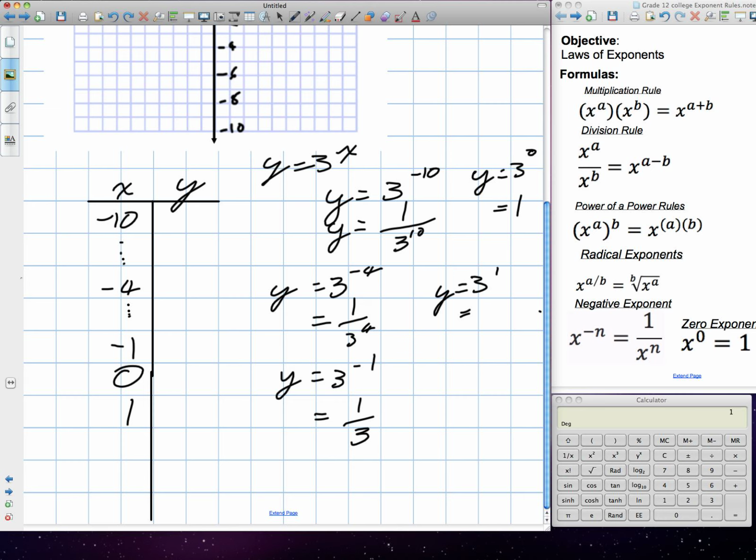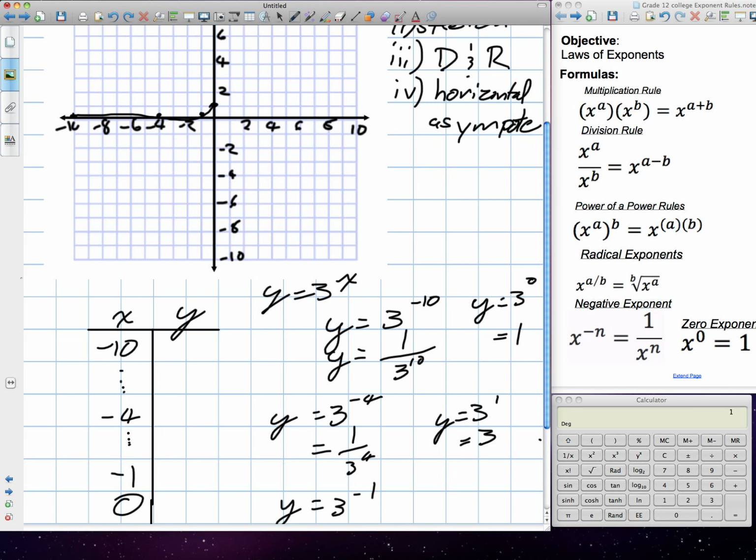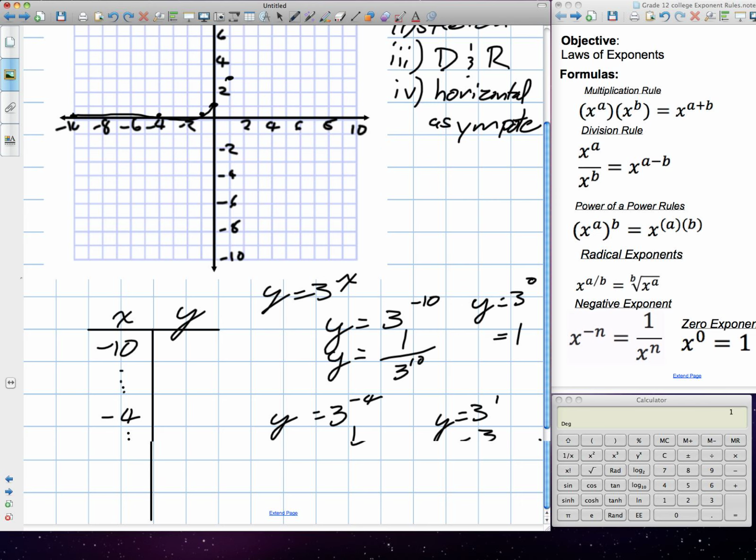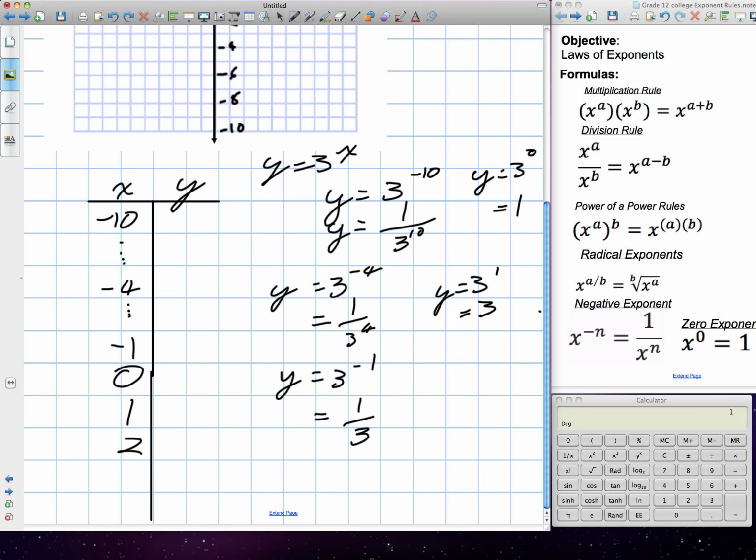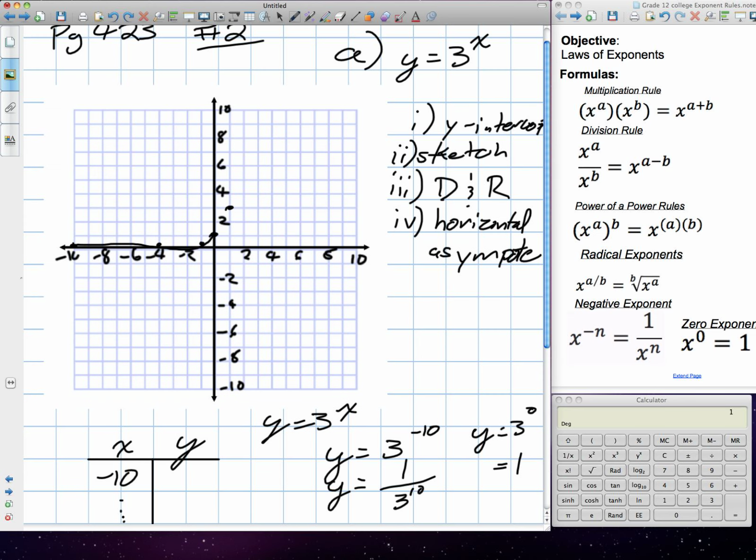What about, yes, when x is 2? 3 to the power of 2 is 9. So already, we're at 2, we're already at 9. Yeah, the next one's 27, and it just kind of takes off, okay? So this would be an example of exponential growth. We're going from a very small number to a large number, so exponential growth. Not negative numbers.